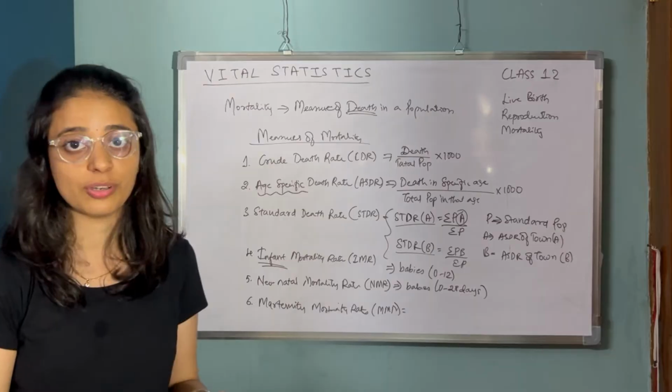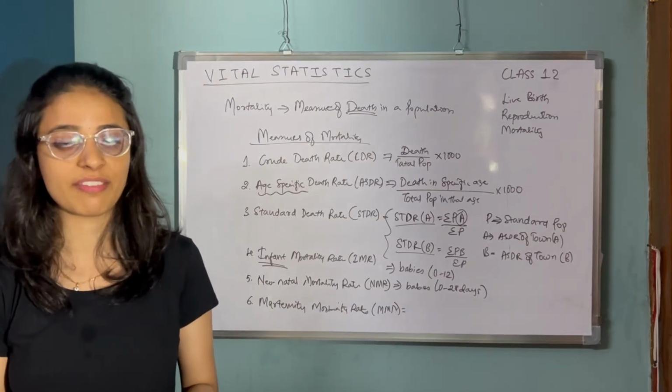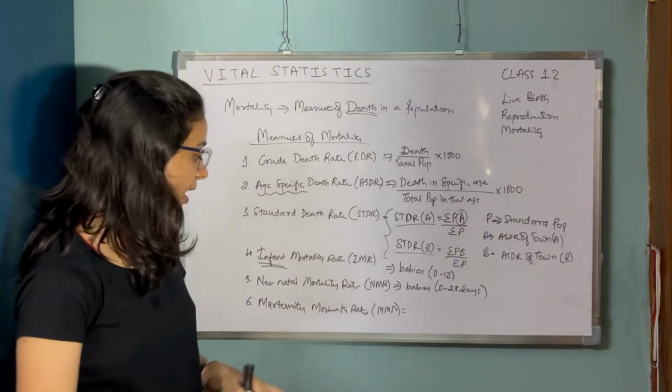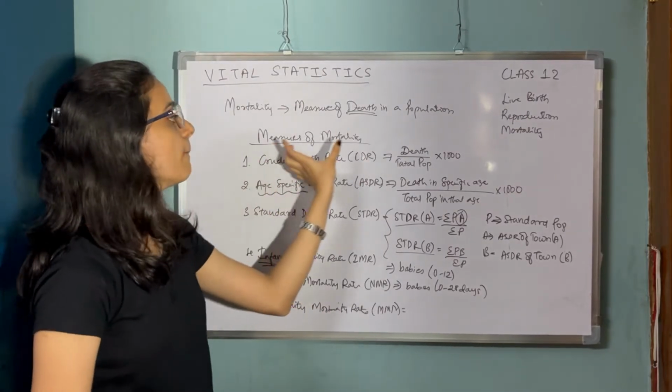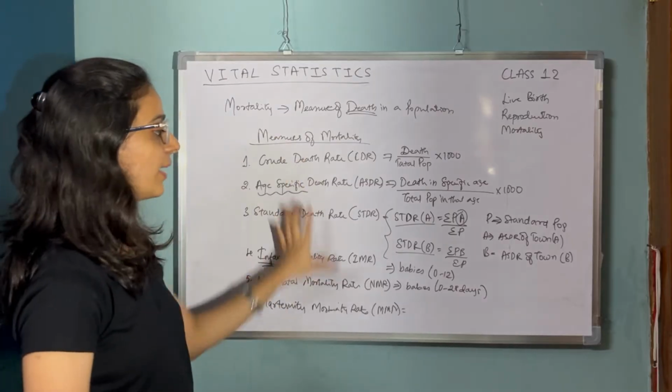There are various conditions because of which a mother may also lose her life, so we study this under maternal mortality rate. So this is about different measures of mortality. Let's look into the problem related to this.